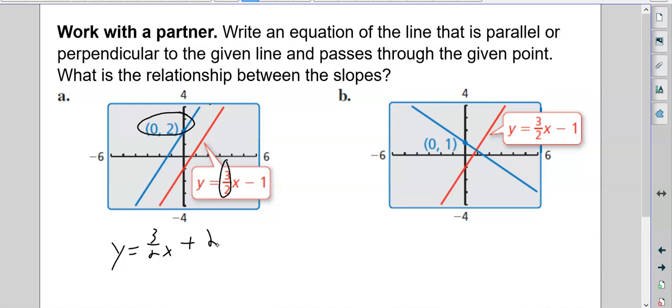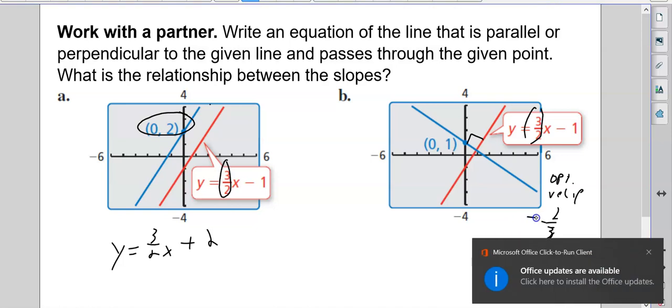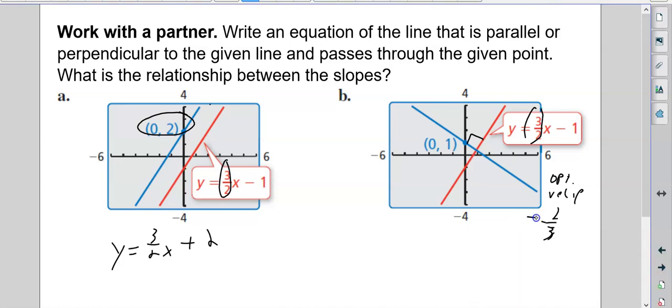Now, on this one, they're perpendicular. Okay? So we're not going to use this slope. We're going to use the opposite reciprocal. We've talked about this before. So the opposite of positive is negative, and 3/2 reciprocal is 2/3. So the slope of the blue line is positive, sorry, my bad, negative. I said it, but I didn't write it.